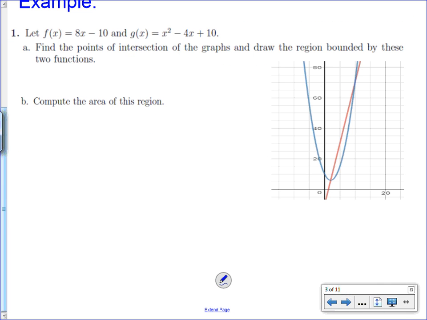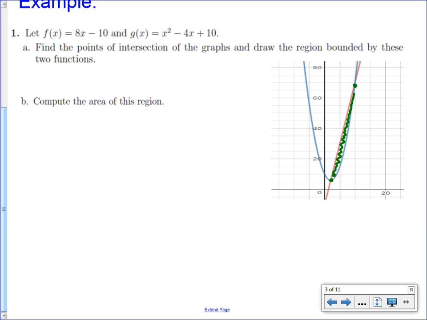It says, let f of x equal 8x minus 10 and g of x equals x squared minus 4x plus 10. Find the points of intersection of the graphs and draw the region bounded by these two functions. Well, I went ahead and graphed them so that we could get a visual. So 8x minus 10 is the red graph, and x squared minus 4x plus 10 is the blue graph. So we're trying to find the area in between, which basically is right here. Okay, so we need to find our points of intersection.